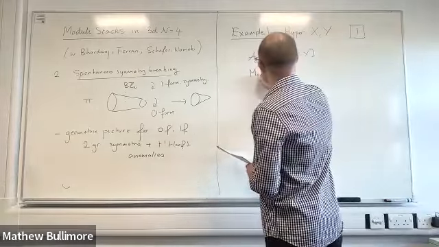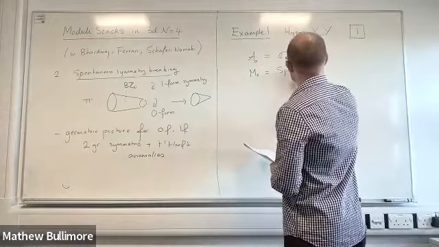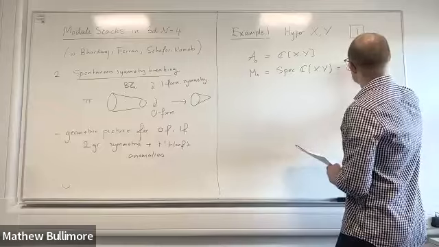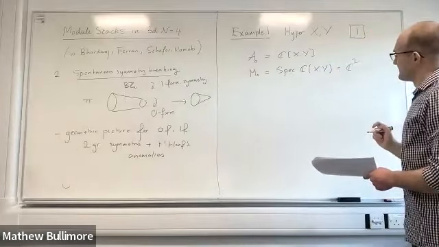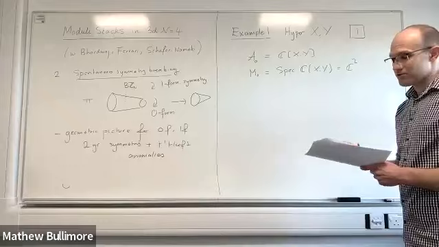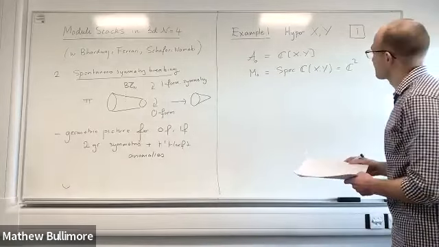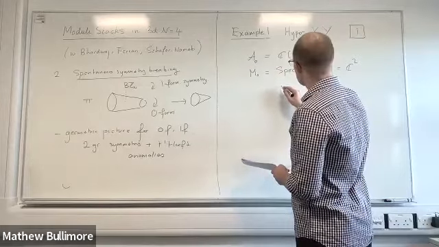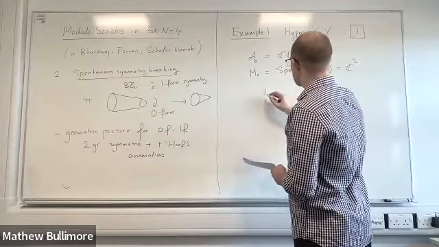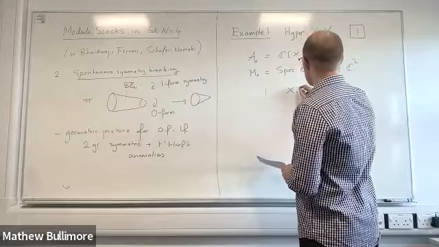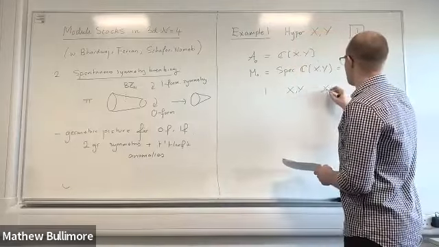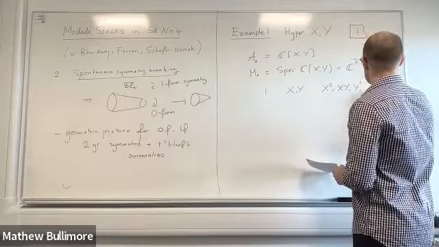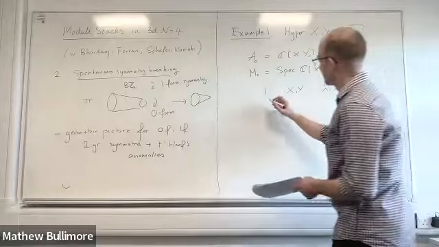So what's the moduli space? Well, it's what we expect. It's just a copy of C2. It's just a space parameterized by the two chiral multiplets. And if we look at what operators we have, we should talk about symmetries. So there's certainly a unit operator. We have X and Y. We also have X squared, XY, Y squared, and so on.